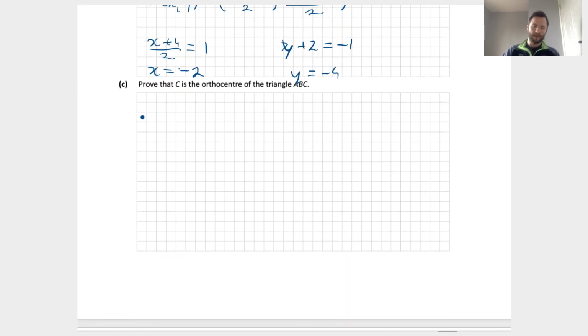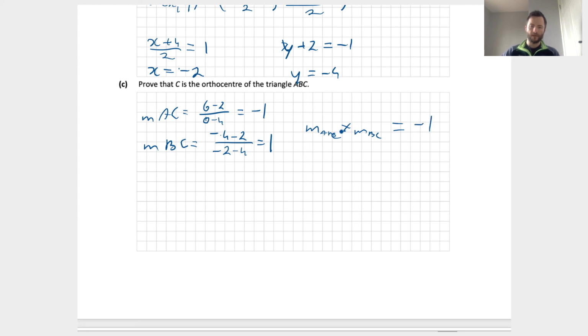So first step, show slope AC is equal to (6 minus 2) divided by (0 minus 4), so that is minus 1. Then slope BC is equal to (minus 4 minus 2) all over (minus 2 minus 4), and that's 1. So the slopes MAC times MBC, when multiplied, give me minus 1, which tells me that they are perpendicular. So that's the first point.